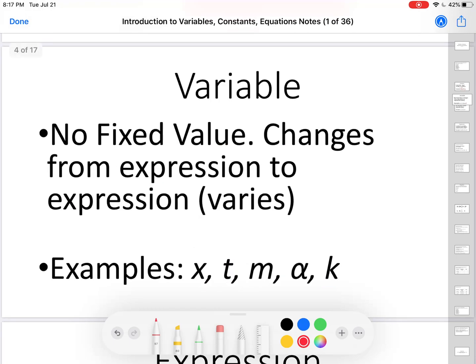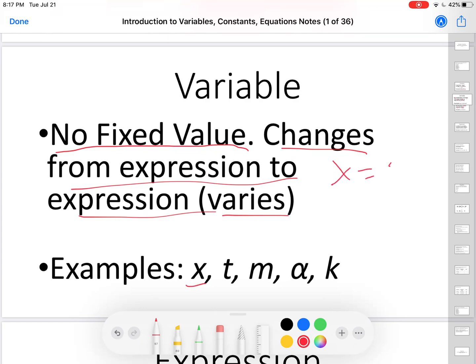All right, next one. A variable. A variable has no fixed value. It changes from expression to expression. It varies. Here are some examples. X is a variable. X could equal 5. But in another situation, x could equal 6. These are the ideas. T is often used as a variable. M is a variable. This is the Greek letter alpha. Alpha can be used as a variable. K is often a variable. K is a very important variable. It's used in a lot of situations.